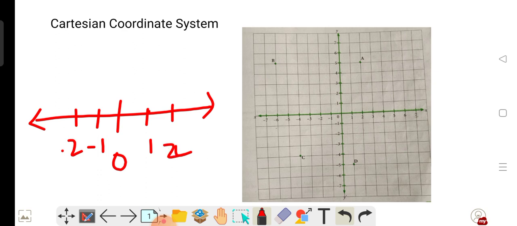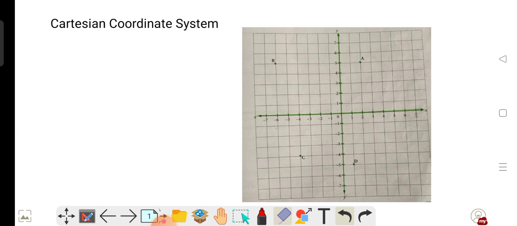Okay. In the same manner, if we have to represent a point with respect to two lines, then what do we have to use? Then we have to use the Cartesian coordinate system. So the Cartesian coordinate system is used to represent a particular point with respect to two lines. Okay. So let us discuss the properties of the Cartesian coordinate system.